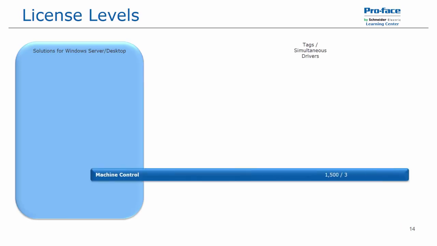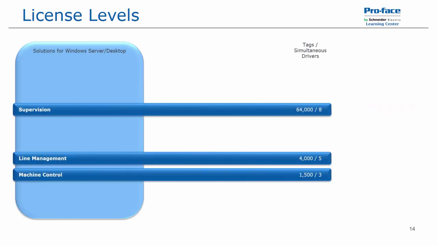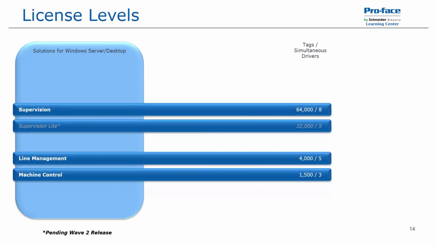License levels. Just as a graphical representation, here are the 3 current ones, and here is our new one that is pending a release later this year. As you can see, not only does it have a tag count for each license, there is also a simultaneous drivers count. That means unique drivers that can be added to the application.